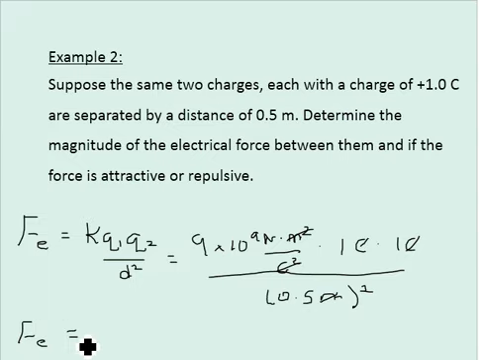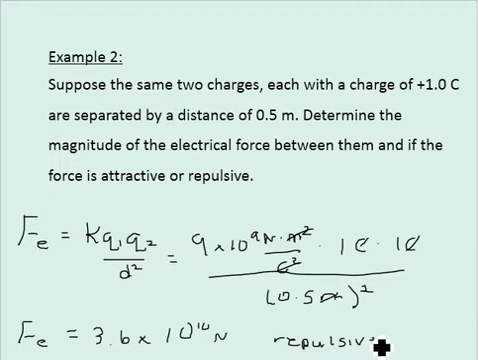We end up getting a force equal now to 3.6 times 10 to the 10th newtons. It's still repulsive. So we see it's greater than our previous force because they're closer together.